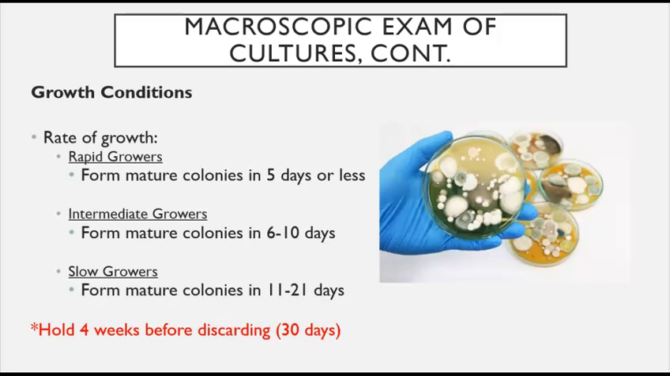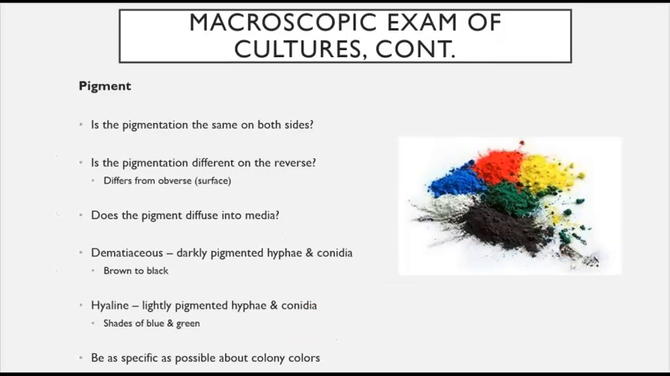For growth conditions for our fungal cultures, we're going to have rapid growers, intermediate growers, and slow growers. That's why we hold our fungal cultures for 4 weeks before discarding. That's 30 days. Rapid growers form mature colonies in 5 days or less. Intermediate growers form mature colonies in about 6 to 10 days. Slow growers could take 11 to 21 days. Make sure when you're looking at colonies to take note of pigmentation.